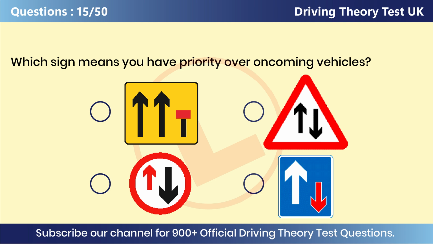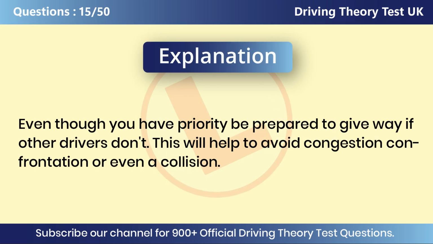Question 15. Which sign means you have priority over oncoming vehicles? D. Even though you have priority, be prepared to give way if other drivers don't. This will help to avoid congestion, confrontation, or even a collision.